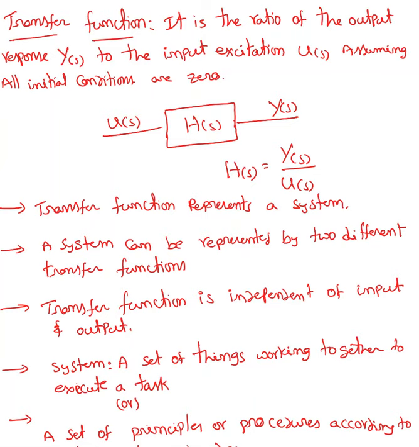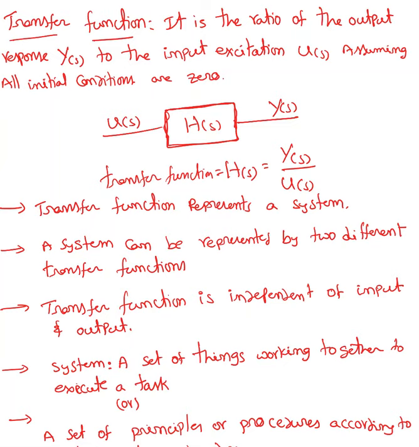That means if it is a circuit, assuming that initially the capacitor is not energized or charged, and the inductor is not energized. Now here this black box is nothing but a system. A system we represent with h of s. So h of s is nothing but a transfer function. H of s represents the system, which is y of s over u of s.